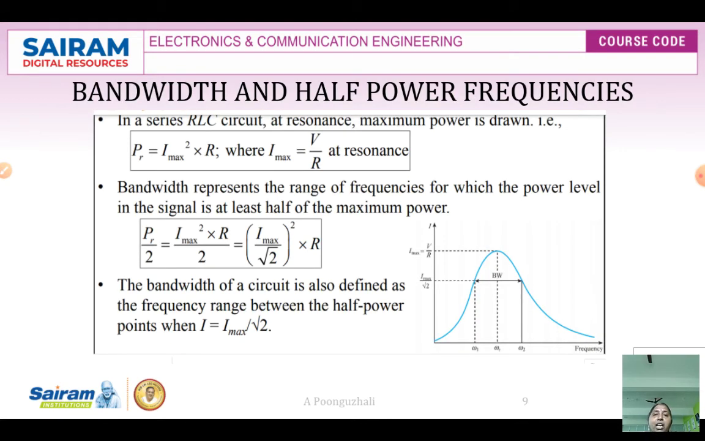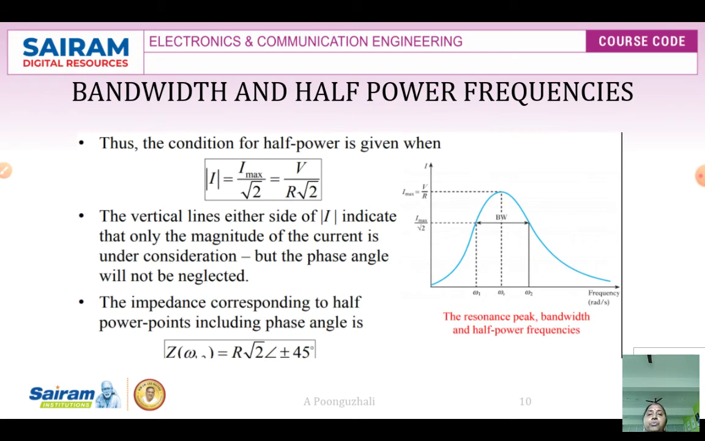Next is the bandwidth and half power frequencies. In a series RLC circuit at resonance, the maximum power is P_R equal to I squared max into R, where I max is equal to V by R at resonance. So the bandwidth is going to represent the range of frequencies where the power level is at least half of the maximum power level. So P_R by 2 is equal to I max squared into R by 2. So it is I max by root 2, the whole squared, into R. So the bandwidth of the circuit can also be defined as the frequency range between the half power points, that is when I is equal to I max by root 2.